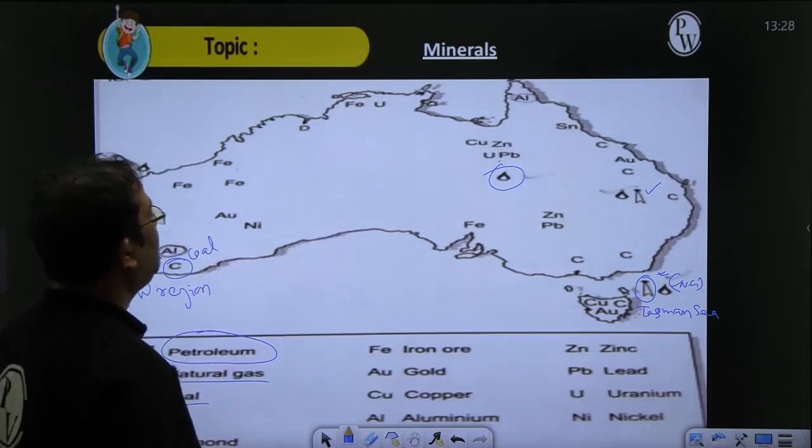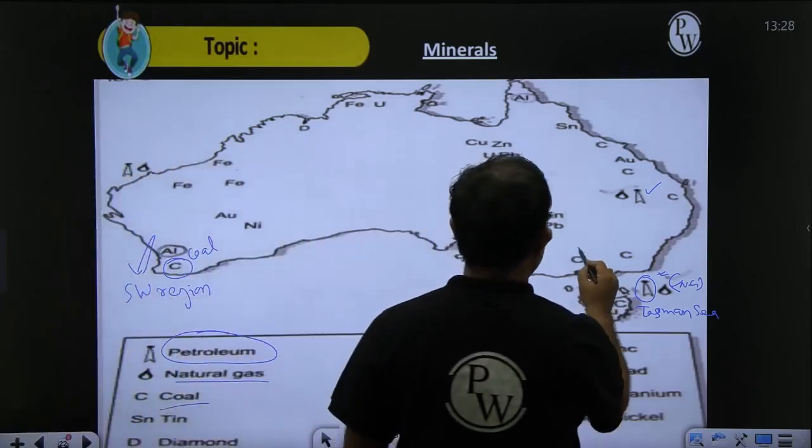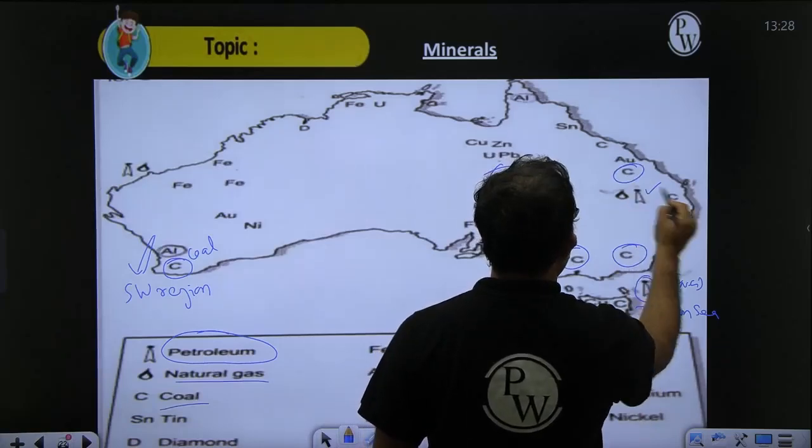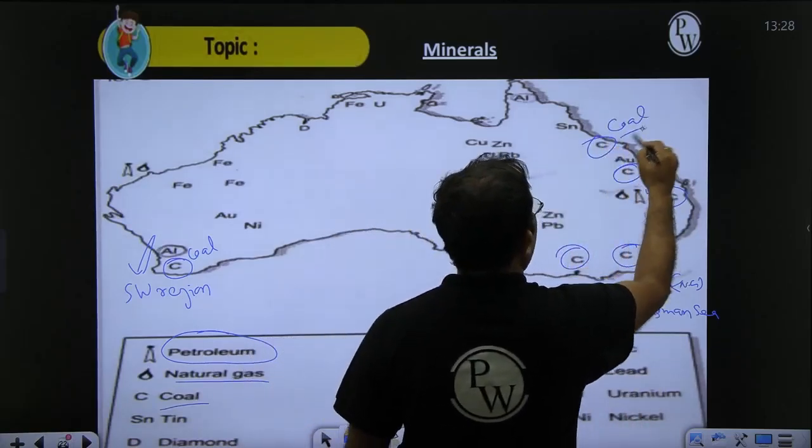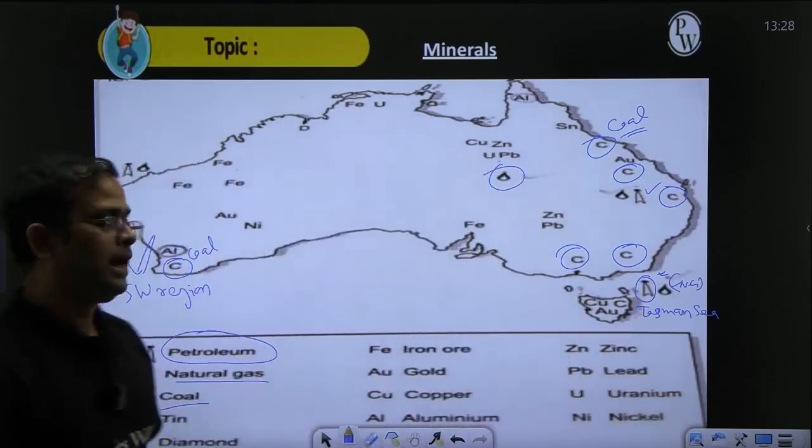Okay, coal you will find here. Next, this is also coal area. You will find coal in this area, maximum. This is coal. You will find maximum area, Australia is all coal, right?